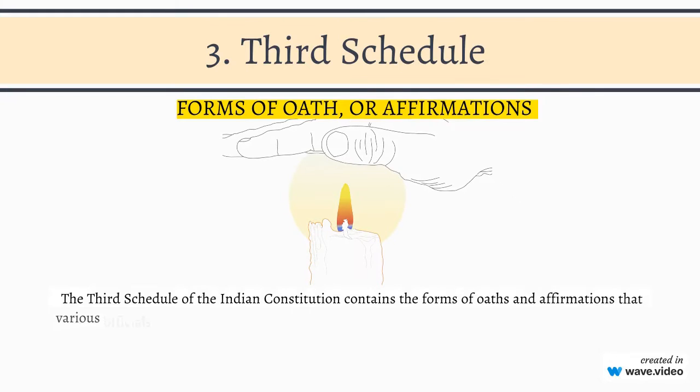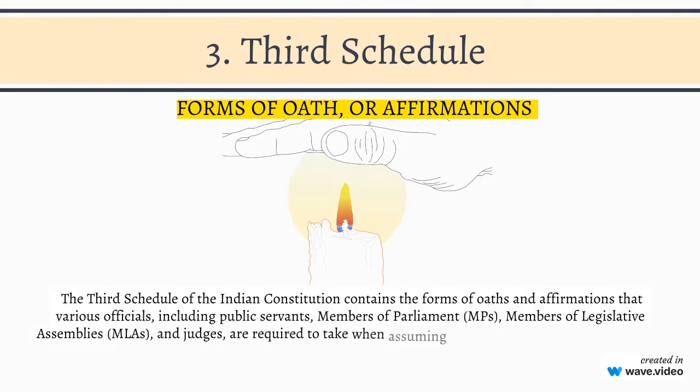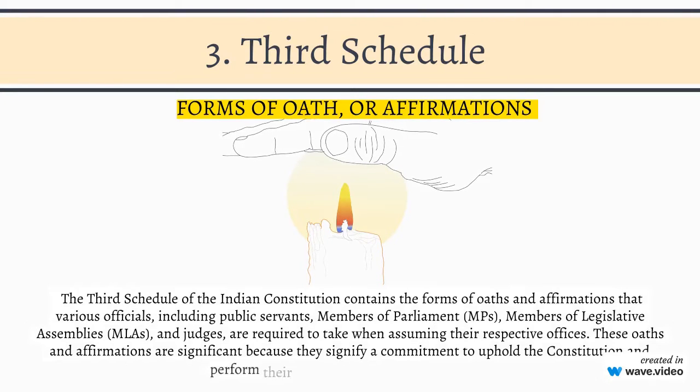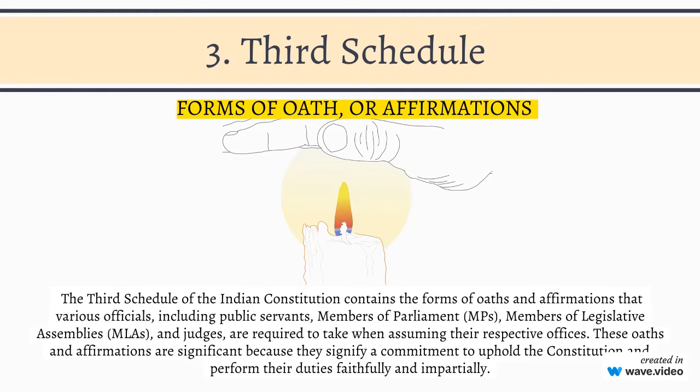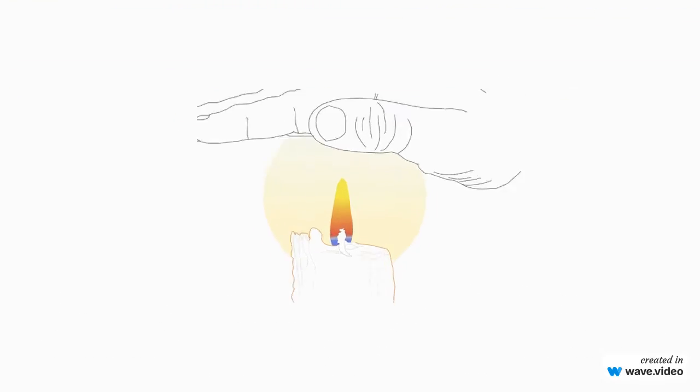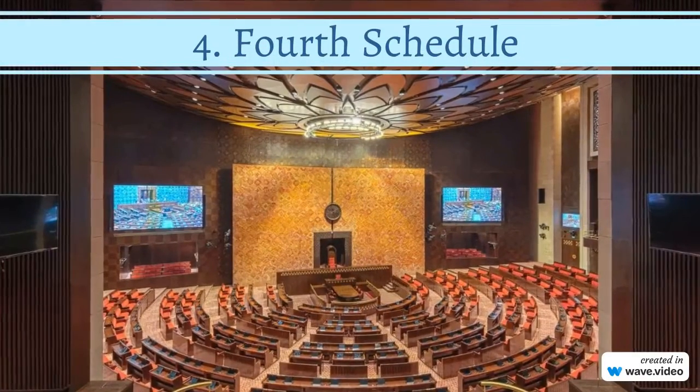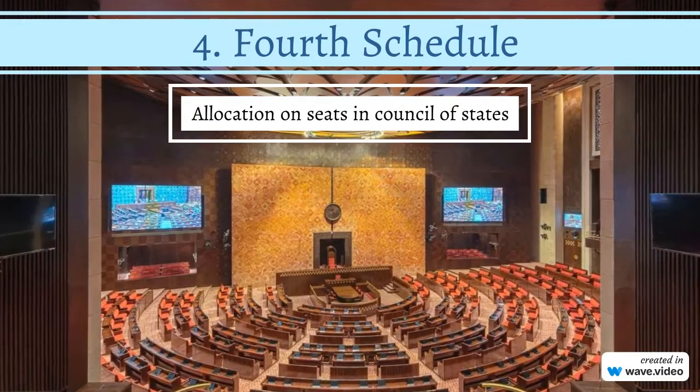Third schedule, Forms of Oath, Promises, or Affirmations. The third schedule of the Indian Constitution contains the forms of oaths and affirmations that various officials, including public servants, members of parliament, MPs, members of legislative assemblies, MLAs, and judges, are required to take when assuming their respective offices. These oaths and affirmations are significant because they signify a commitment to uphold the Constitution and perform their duties faithfully and impartially.